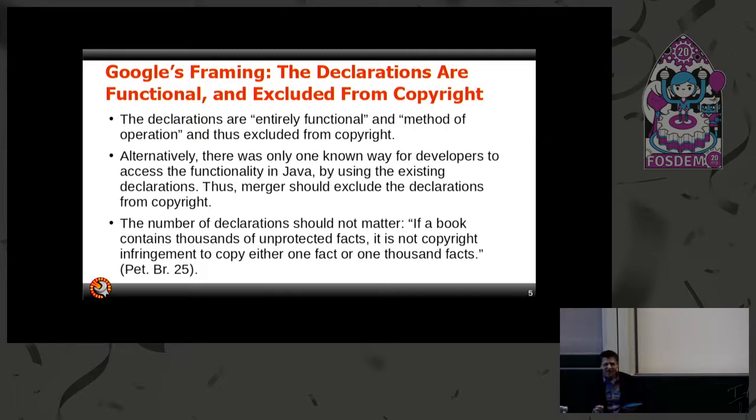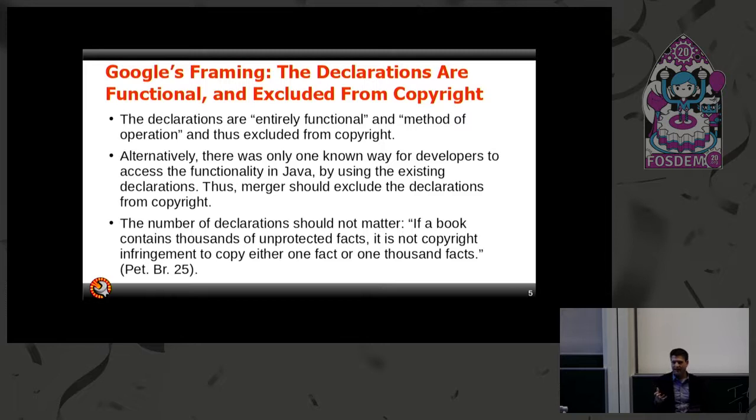Google's framing is that these declarations are entirely functional. This is really a system of operation. We really shouldn't be talking about copyright at all. And their main argument that they're really focusing on is this idea of merger.